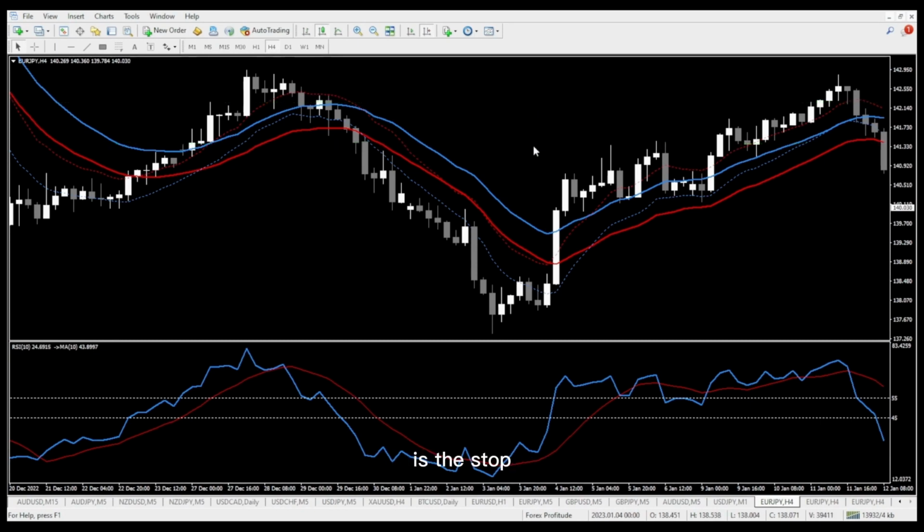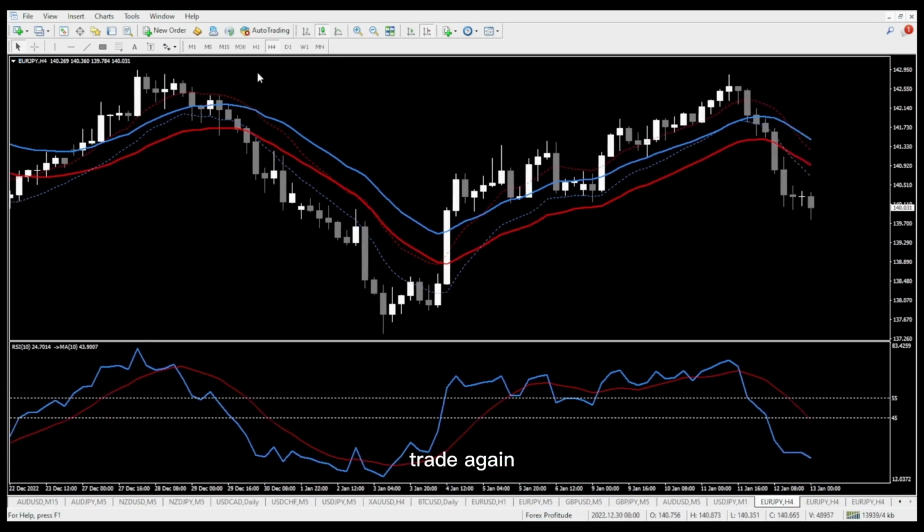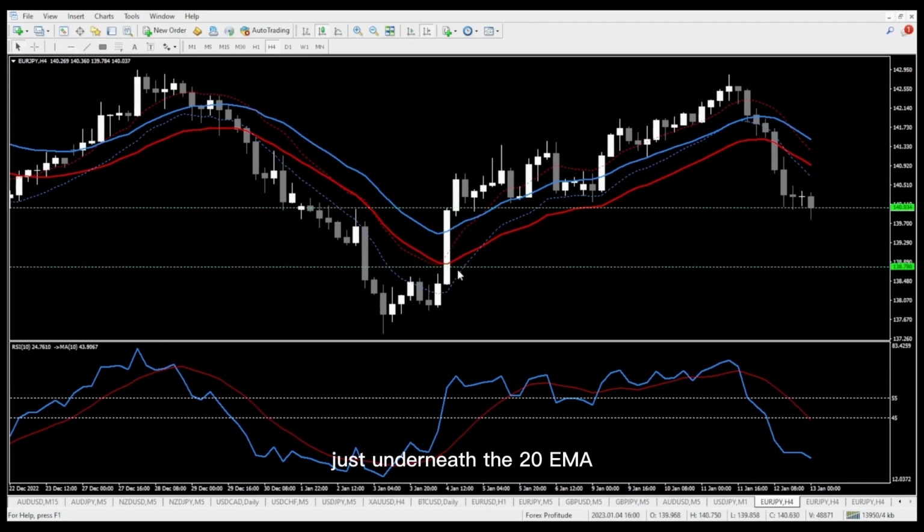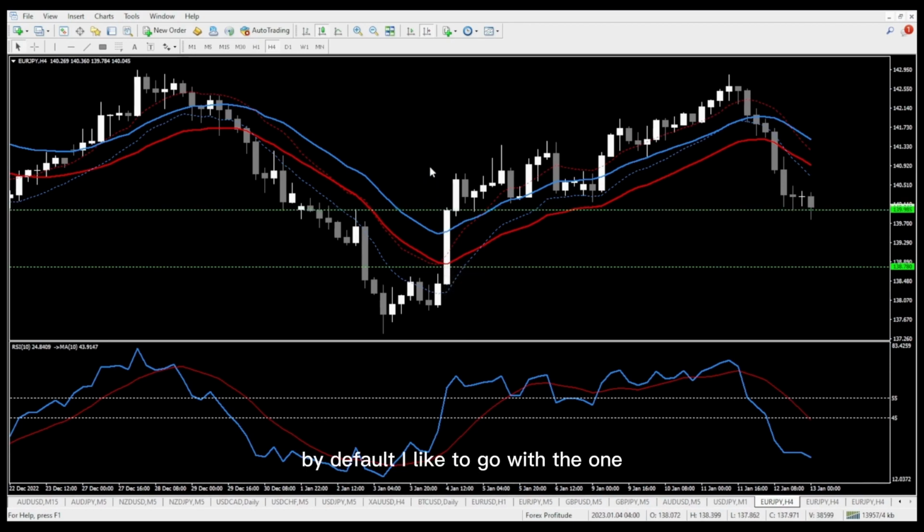All right, so that is the stop loss placement. Now we are going to take a look at the targets for this. With the buy trade, again, we're looking at this one as the buy trade. We have our entry. We have our stop loss just underneath the 20 EMA. By default, I like to go with a 1-to-1 profit target. It is generally the easiest for the market to hit.